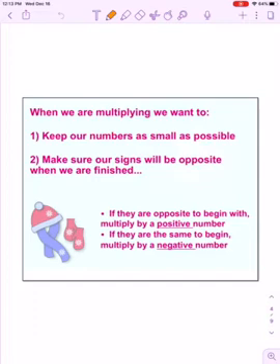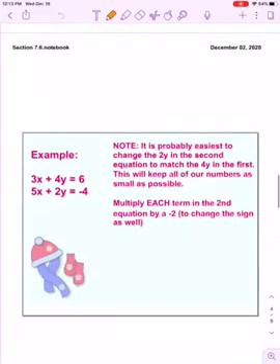So if the numbers that you're trying to make match already have opposite signs, then just multiply by a positive number because that'll keep everything the same. If they don't already have opposite signs, so if they have the same signs, then you multiply by a negative number, and then that'll turn them opposite, and then you can add.